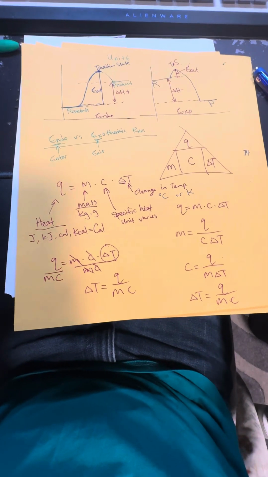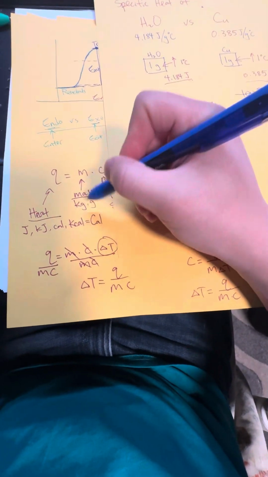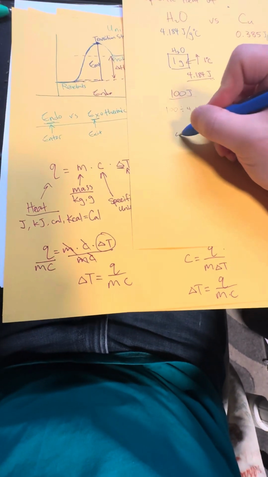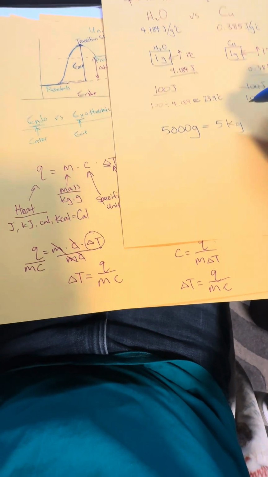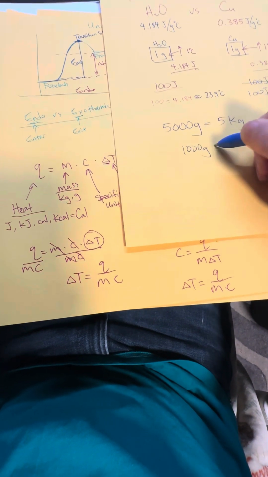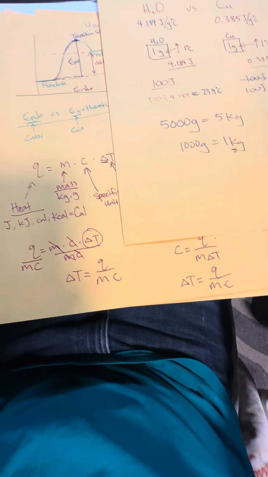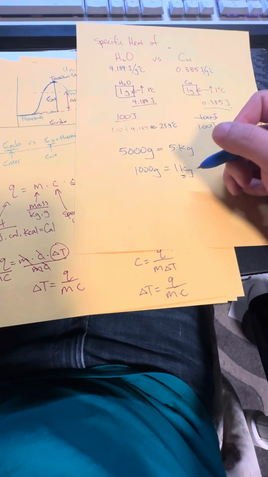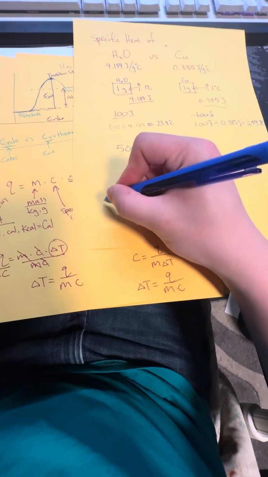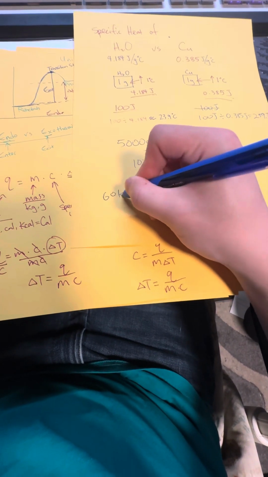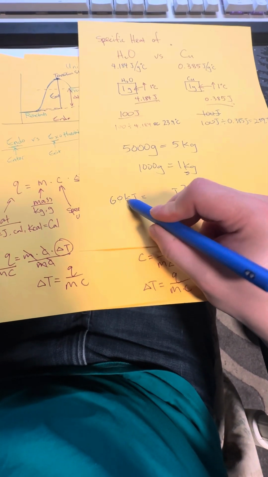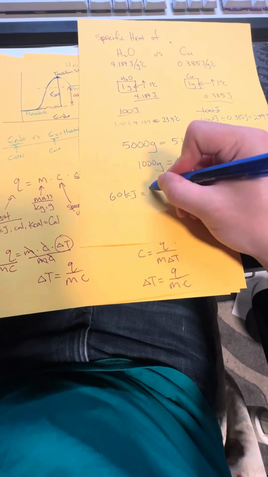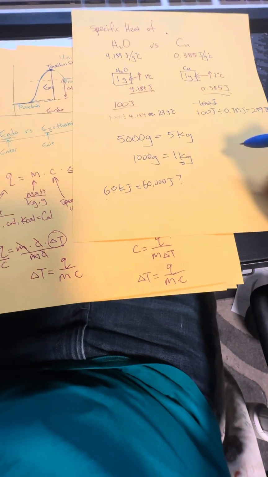So for example, let's do grams and kilograms. If you have 5,000 grams, that is equal to 5 kilograms, because every 1,000 grams is equal to 1 kilogram. So the K stands for 1,000. Okay, so 1 kilo is 1,000. So this works for heat as well. If you have 60 kilojoules, how many joules is that? So that's 60K, so 60,000. That's how many joules there are.